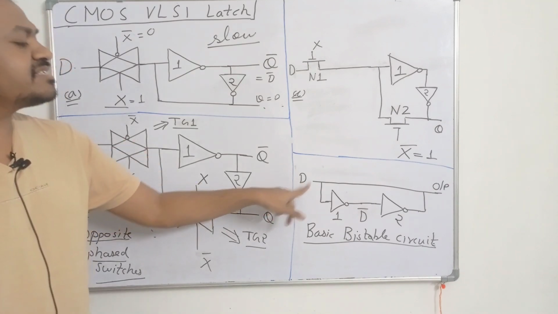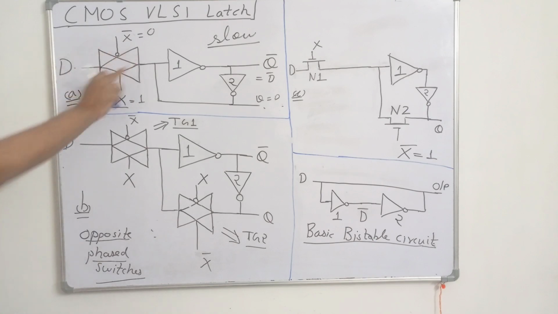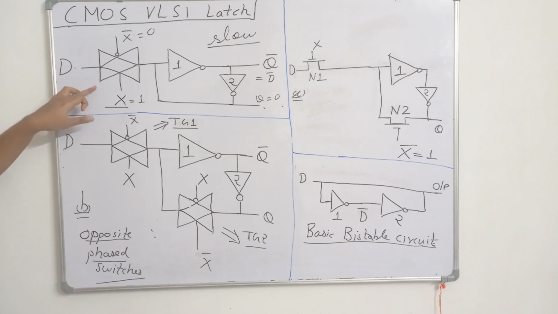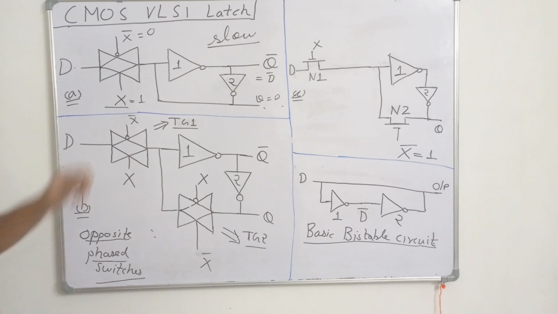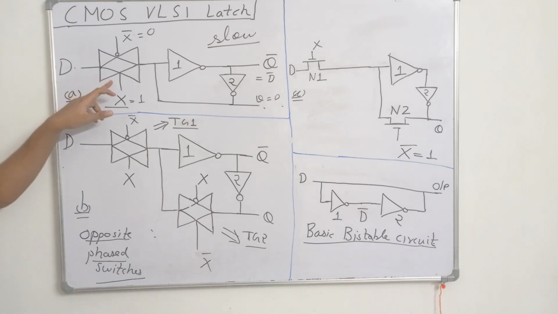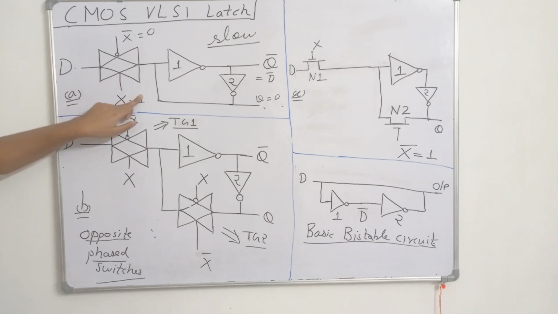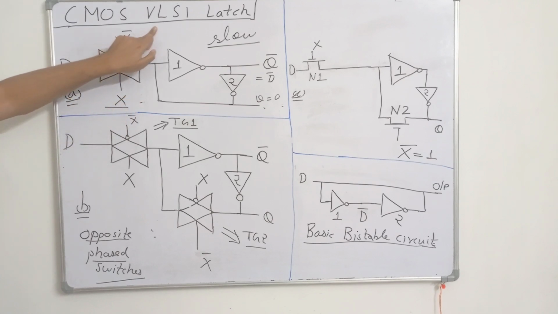The loading of this D input can be improved by using a transmission gate. A transmission gate consists of NMOS and PMOS transistors connected in parallel. For the working of the transmission gate, I have made a video, so you can check that video. I will give the link in the description box. As you can see, the input at the gate of the NMOS is X, and the input at the gate of the PMOS is X bar.